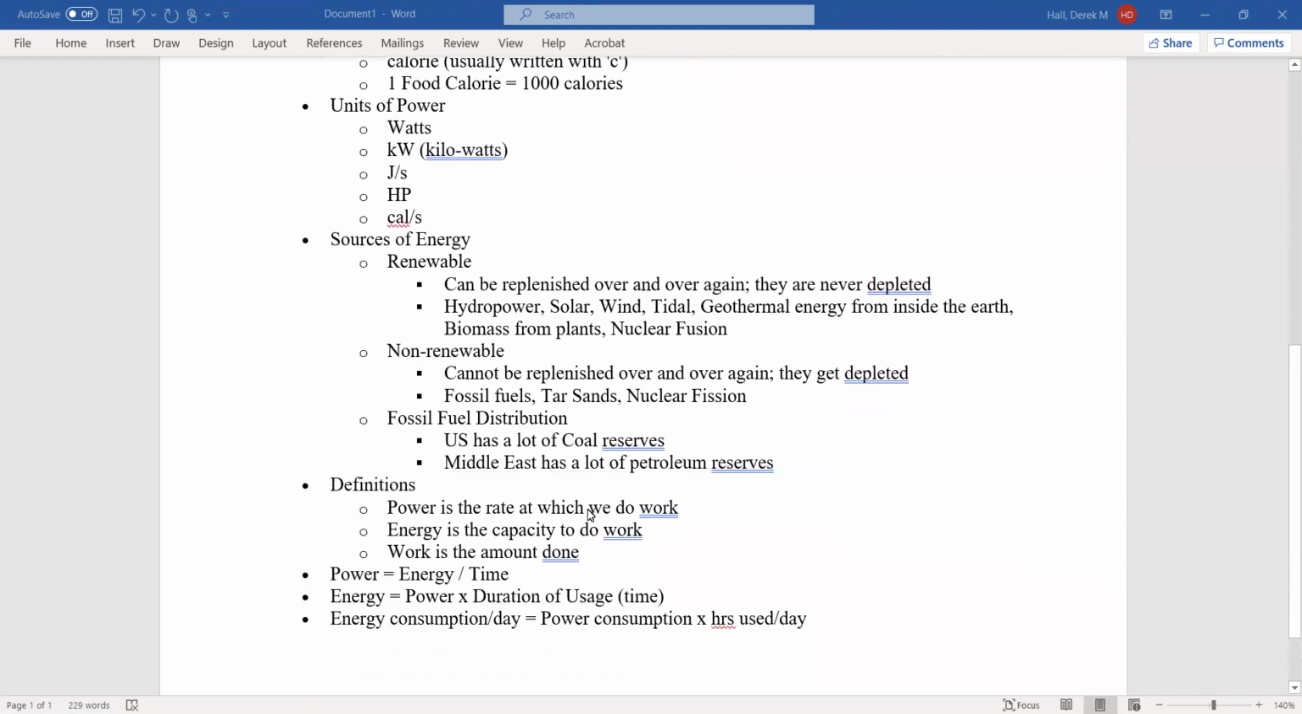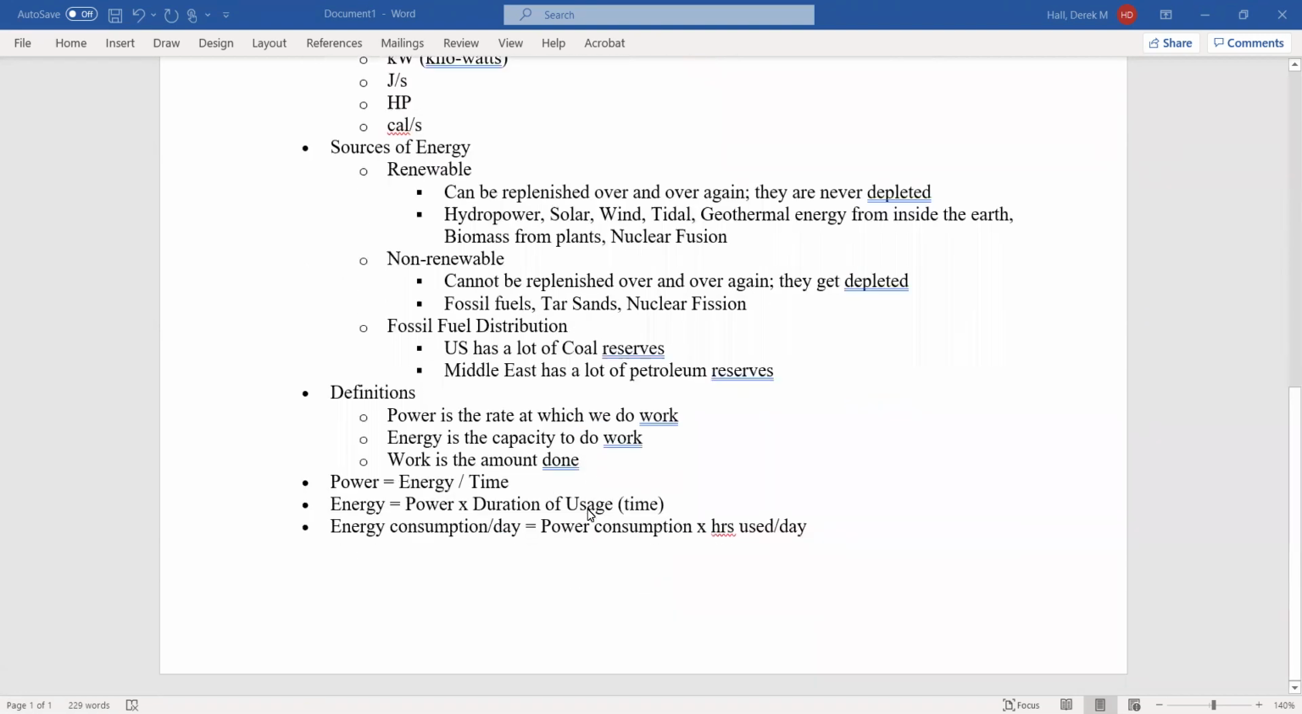We also touched on the sources of energy. Some of them are renewable. And here we define renewable as those that can be replenished over and over again and are not depleted. Some examples of those are hydropower, solar, wind, tidal, and geothermal energy.